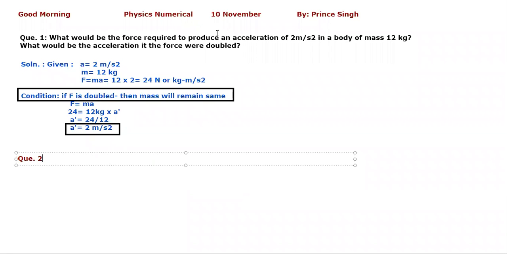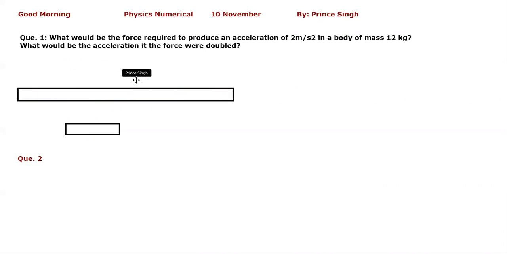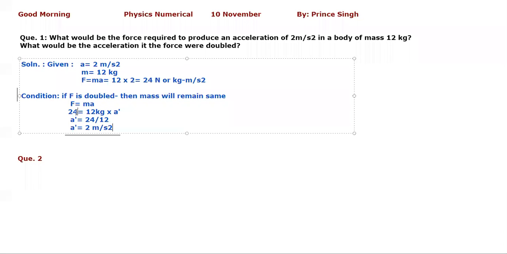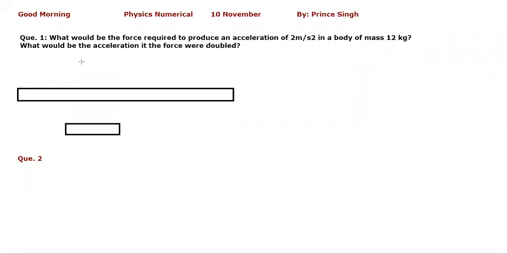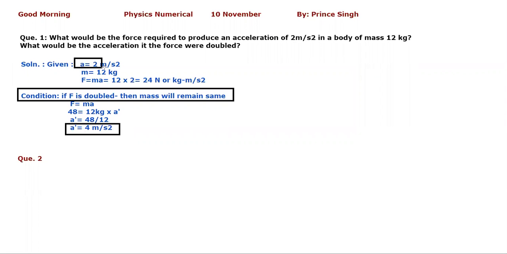Yes, here we are having some confusion that earlier the force was 24. So the new force will be 48 and we will do the calculation in terms of 48 and finally we get the acceleration as 4. So earlier the acceleration was 2 and the new acceleration becomes 4. So if the force is doubled, we will have the acceleration also double.